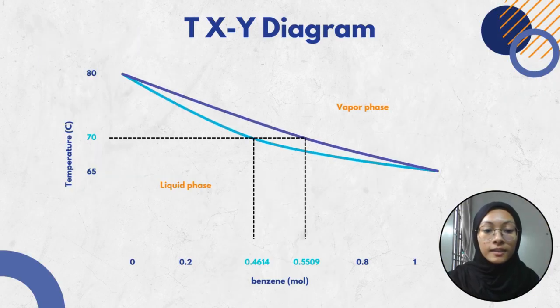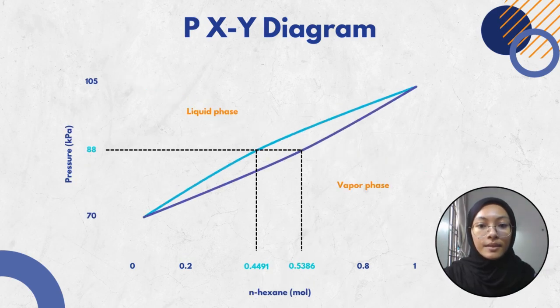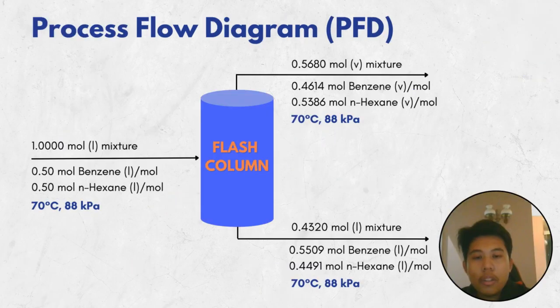We could obtain the TXY diagram from the composition we calculated. So this is the diagram for benzene at temperature 70 degrees Celsius. Next, this is the PXY diagram for n-Hexane. We could see the values of Y2 and X2 at pressure 88 kilopascal. From the overall assumption and the calculation that we have made, finally we can draw the process flow diagram or PFD. So here is the PFD of the flash column.